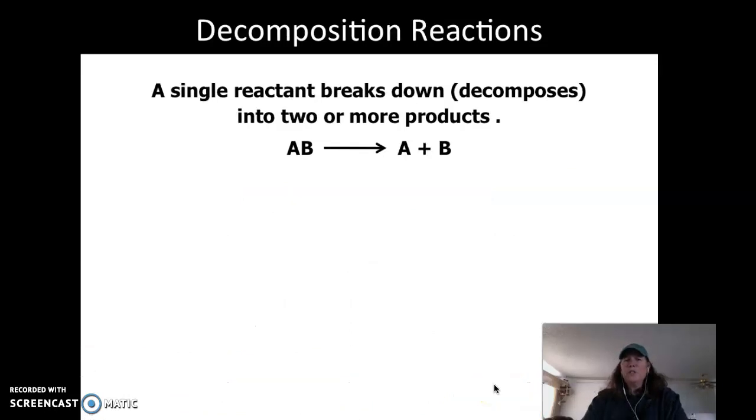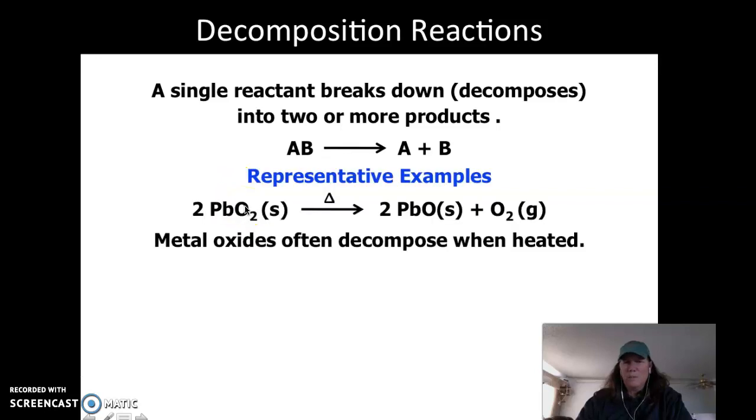All right, decomposition is just the opposite, okay? You're going to start with something and break it down into smaller parts. Remember, to break down means to decompose. So I have a single reactant, I'm going to break it down into its products. And you can have a compound and break it down into 3 parts. You just end up with more parts than you started with. Again, not the amounts, I'm talking about in general. Here I have lead 4 oxide, and I break it down into lead oxide and oxygen. So I start with one thing and I break it down into 2.